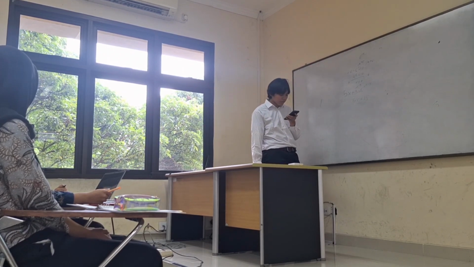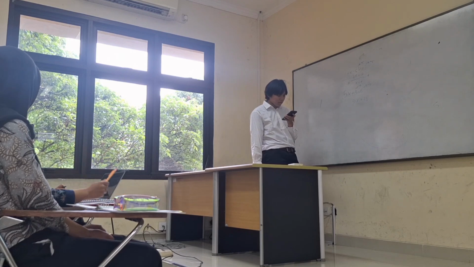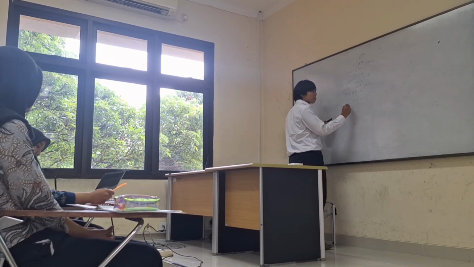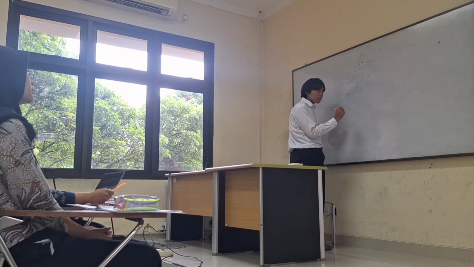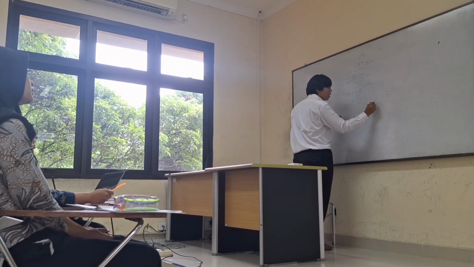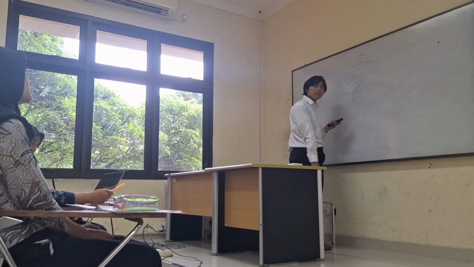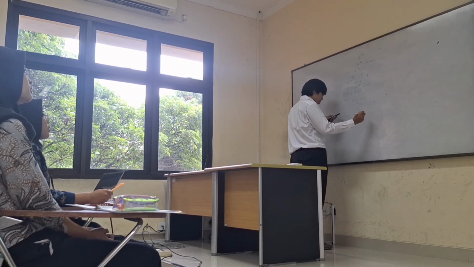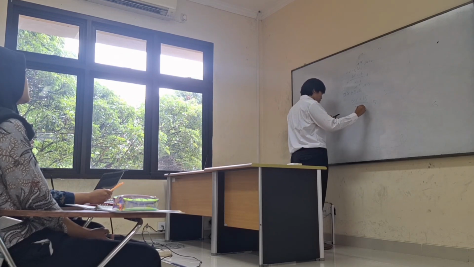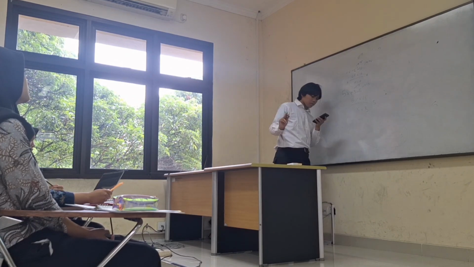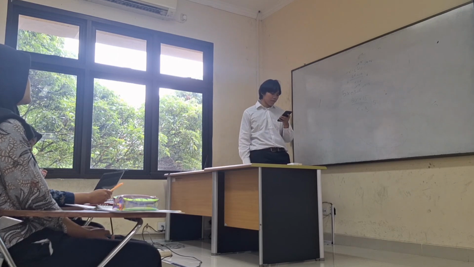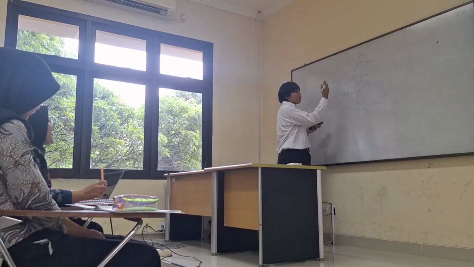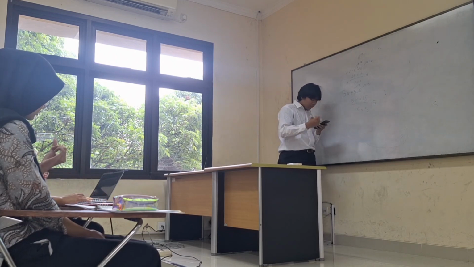Now to solve for x, I think we divide both sides by 5. So x equals 15 divided by 5, which gives us x equals 3. Okay, that's perfect, Vina. You solved it correctly. So x equals 3 is the solution of 5x plus 3 equals 18.